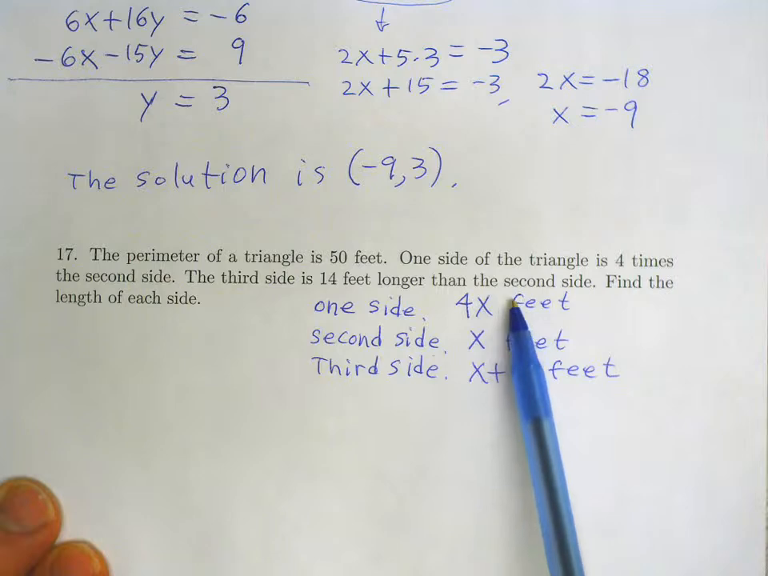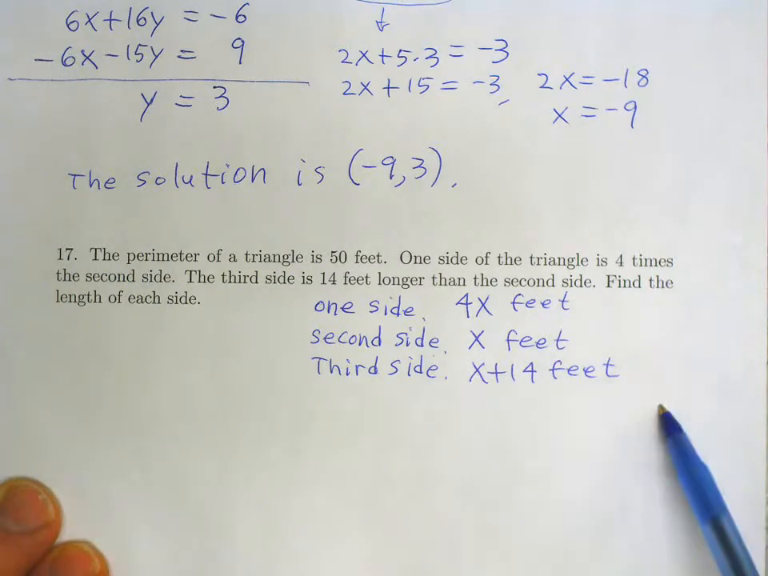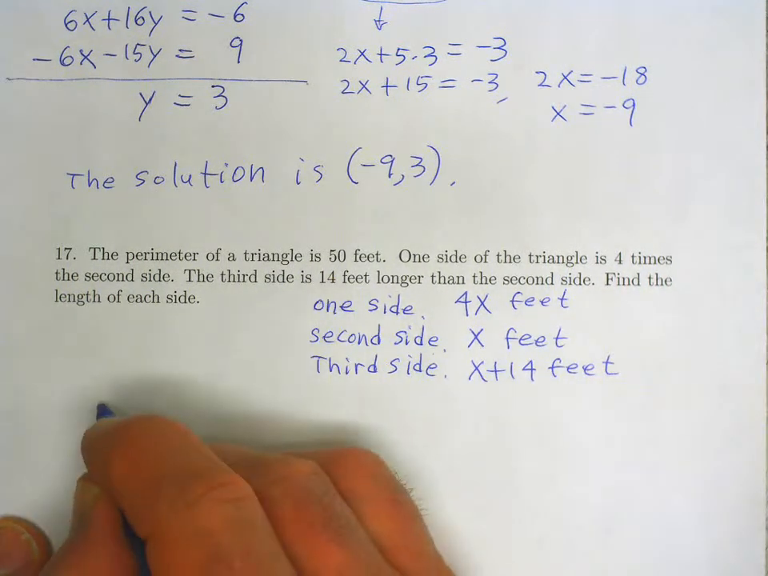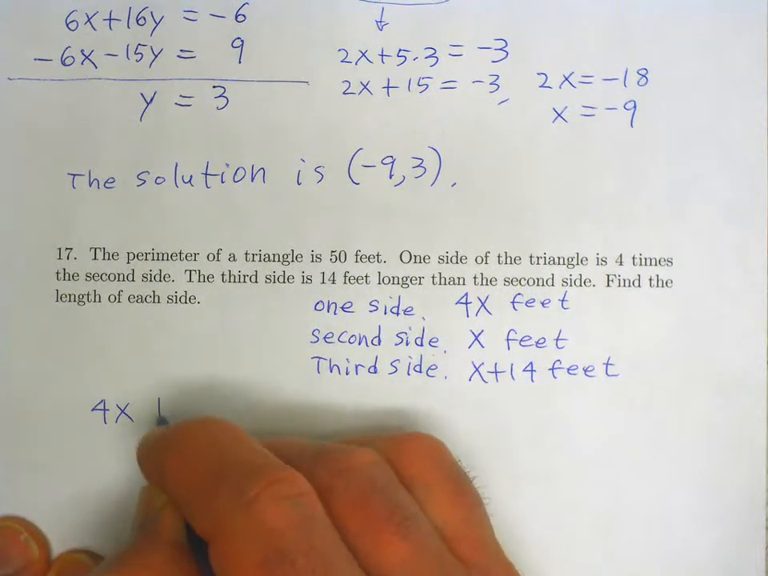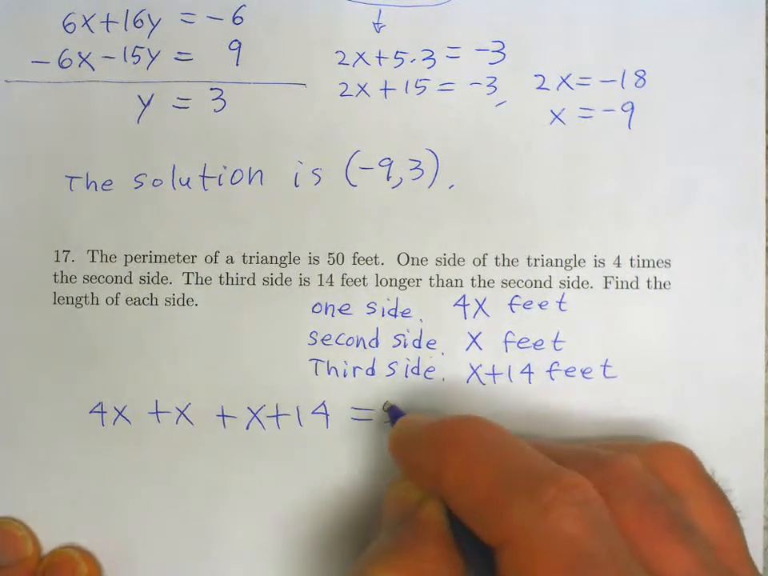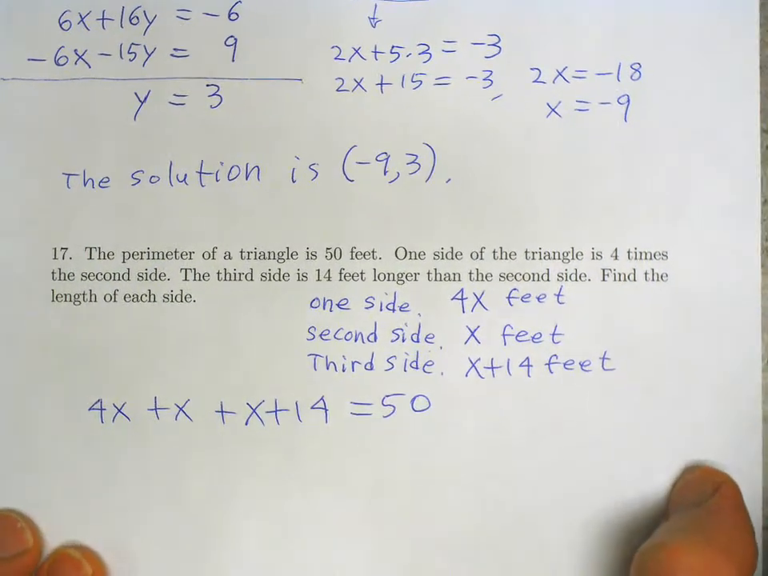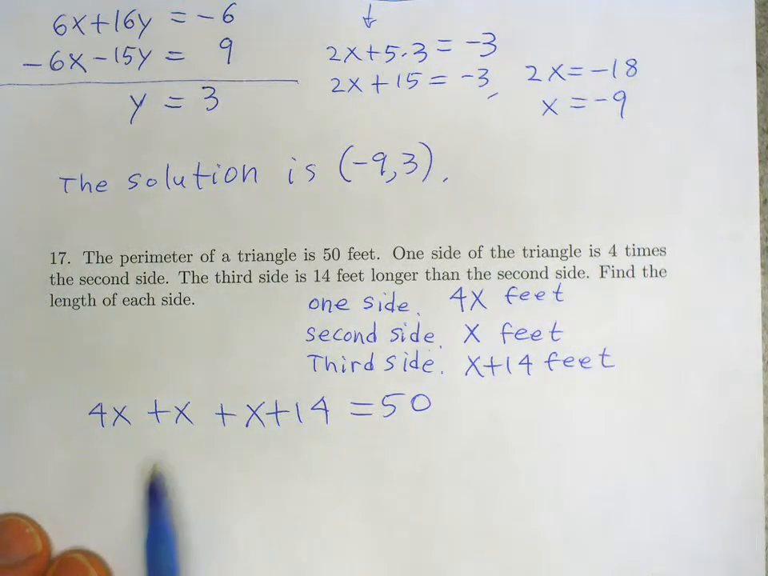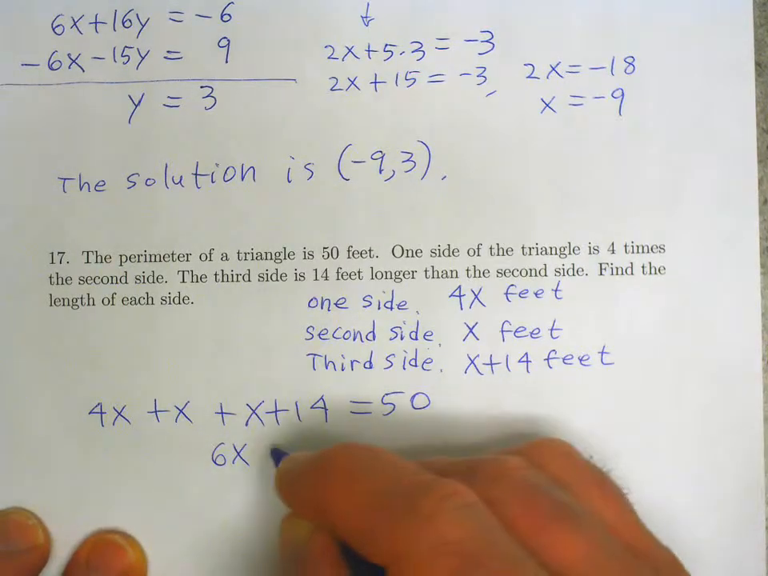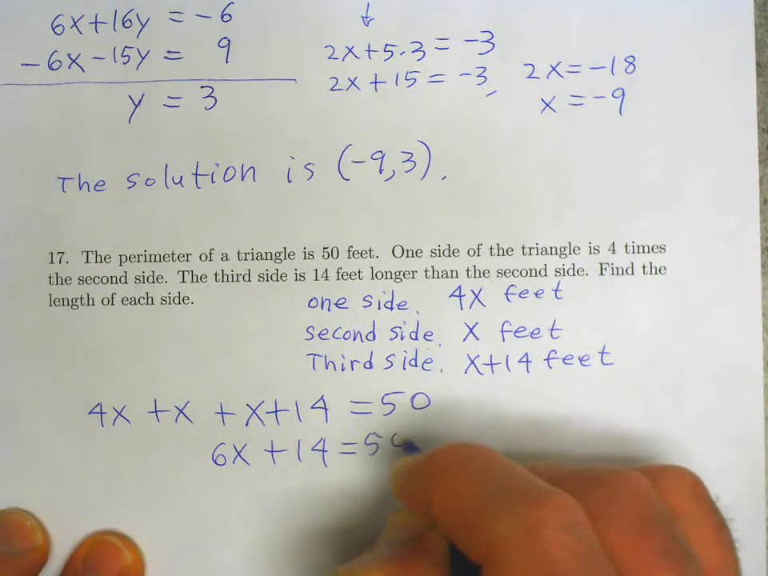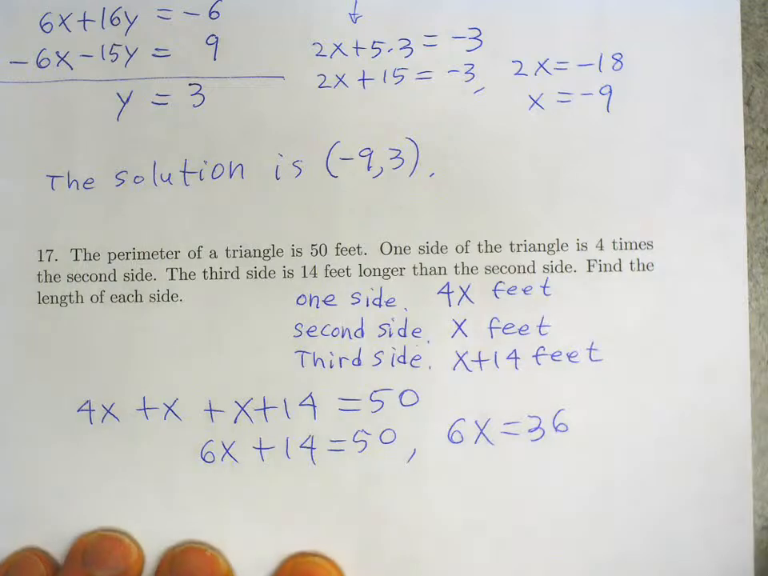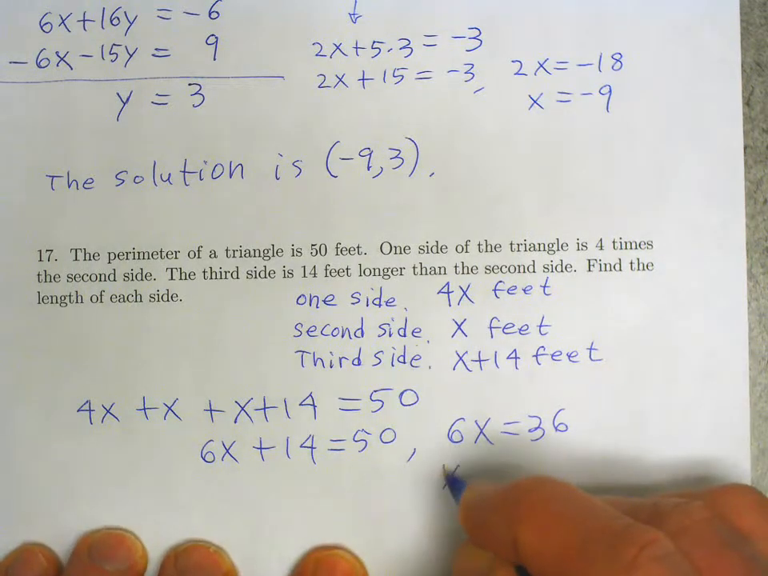So if we add these three sides, 4x plus x plus x plus 14, that has to add up to the perimeter 50. So I'll just write 4x plus x plus 14 equals 50, and then solve this equation for x. So add up the x terms, 4x plus x is 6x. 6x plus 14 is 50. Subtract 14 from both sides, 6x equals 36. And then divide both sides by 6, x equals 6.